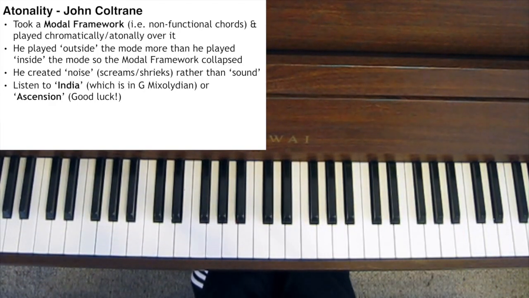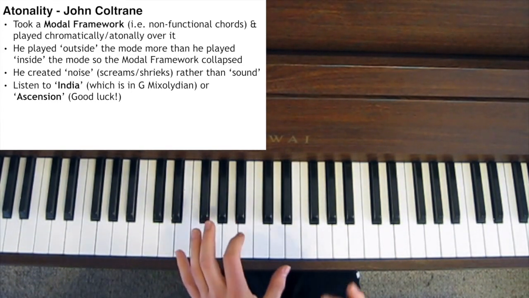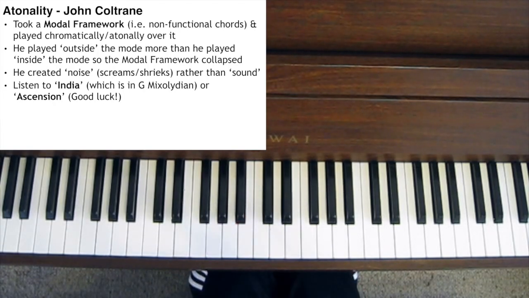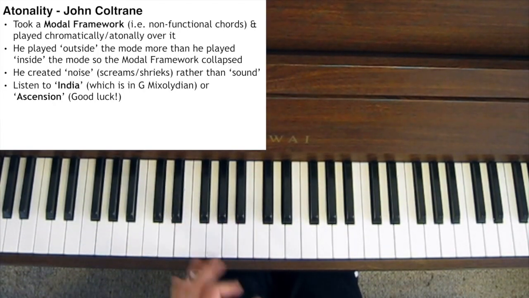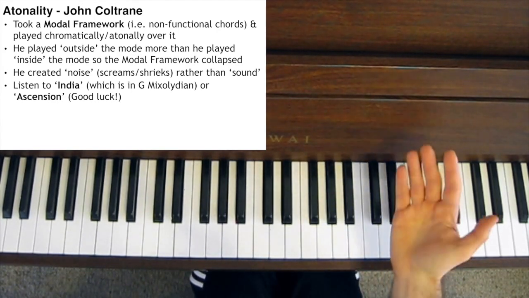He also often created noise rather than sound by doing things like overblowing his saxophone. So you don't get a nice smooth note anymore, you get a harsh and distorted squeal or wail or shriek, which just sounds like noise. So go listen to that song and hear for yourself, but essentially by using non-functional chords and by playing kind of modal type chord progressions, it kind of gives you a reference point from which you then go into atonality.